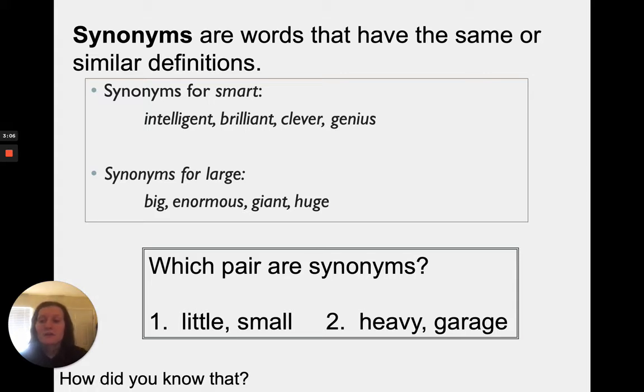So let's take a look at an example of which pair are synonyms. The words little and small, or heavy and garage. So we know it's going to be little and small because both of these can mean the same thing. Heavy and garage do not have anything in common with each other.